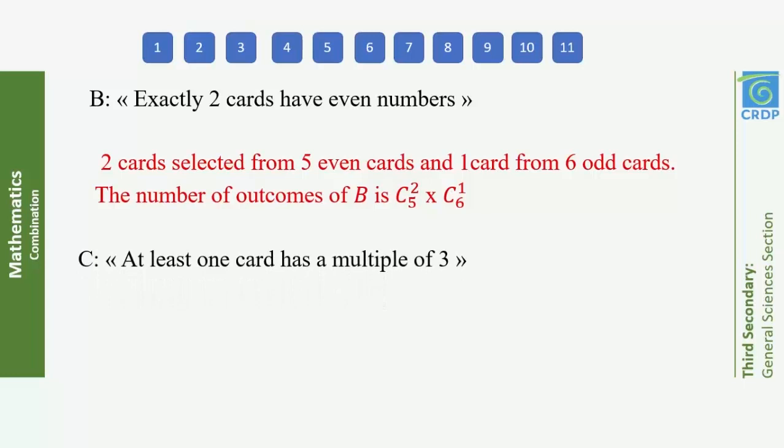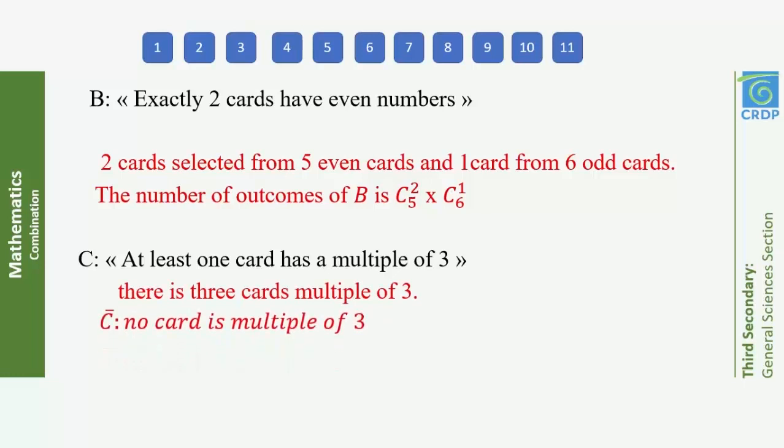Event C, at least 1 card has a multiple of 3. Since I have different multiples of 3 among the cards, it's easier for me if I find the complement of this event, which is C bar, no card is a multiple of 3. If I don't want any multiple of 3, I will be left with 8 cards and I will be selecting 3 cards out of them, so it's a combination of 3 cards out of 8, which are the cards not holding a multiple of 3.